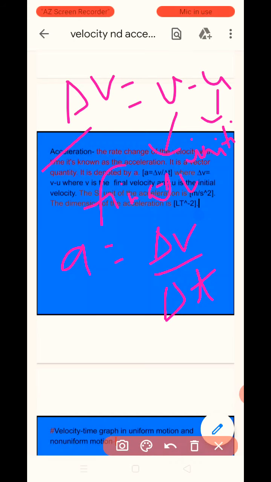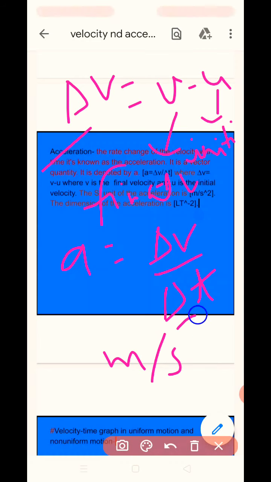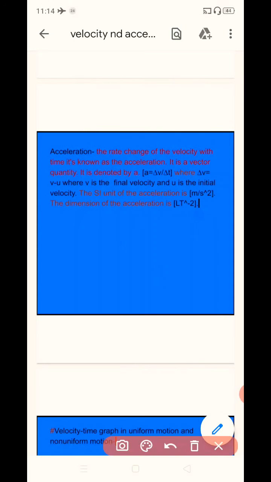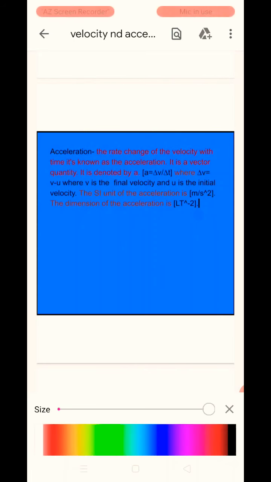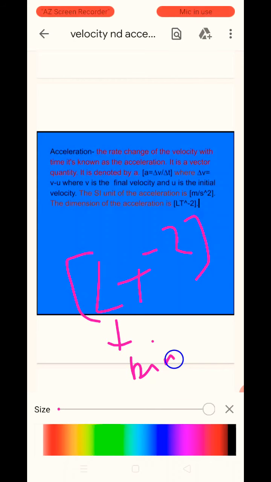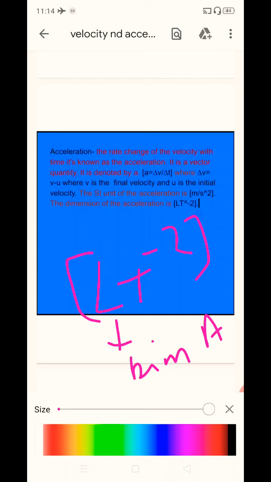And the unit of acceleration is meter per second square. Clear? And the dimension of acceleration is LT to the power minus 2. It is the dimension of acceleration. Clear?